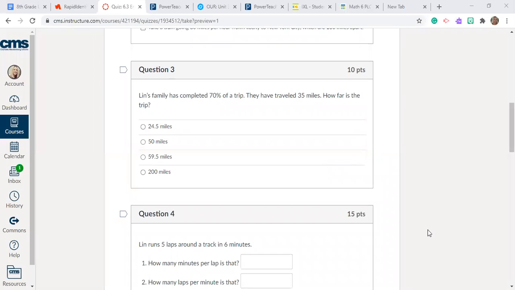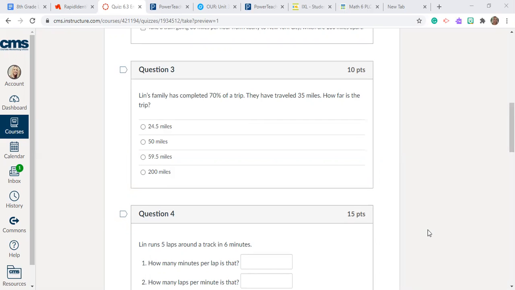Okay, question number three. Lynn's family has completed 70% of a trip. They have traveled 35 miles. How far is the trip? Okay, I suggest you draw a number line. And they're telling us that 70% of the trip is 35 miles. We want to figure out how far the whole trip is.